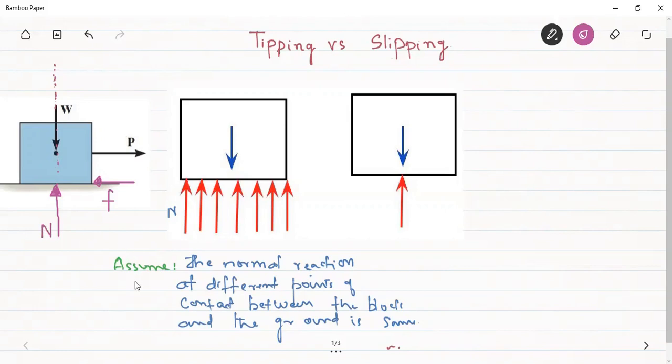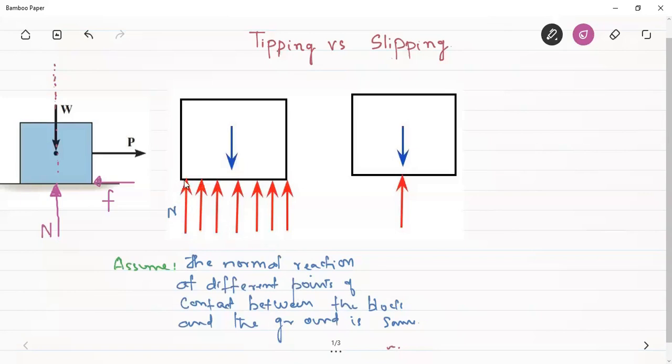In actuality, what we assume is that the normal reaction at different points of contact between the block and the ground is the same. The lower surface of the block has so many points, and each point is in contact with the ground. Each of these points is acted upon by a normal reaction, and we assume that the value of the normal reaction is the same throughout.